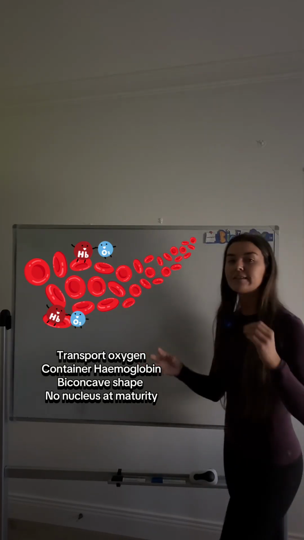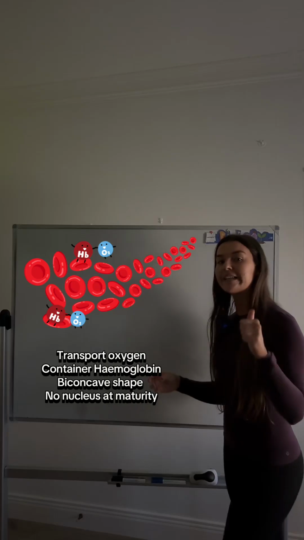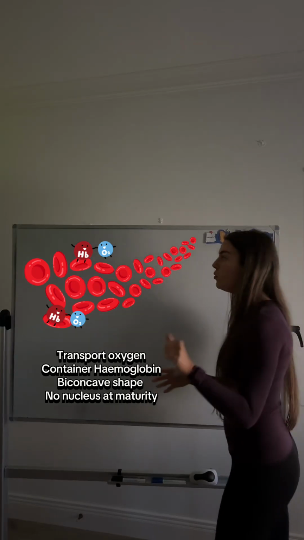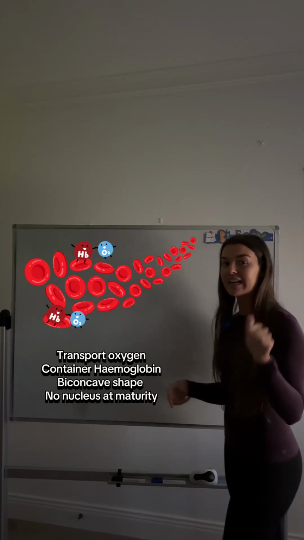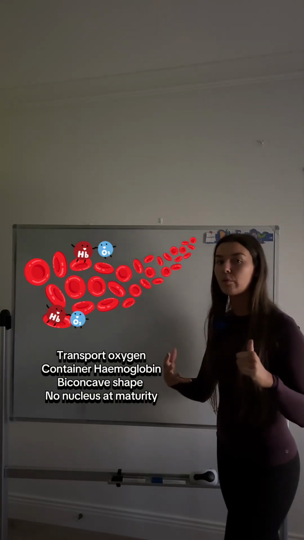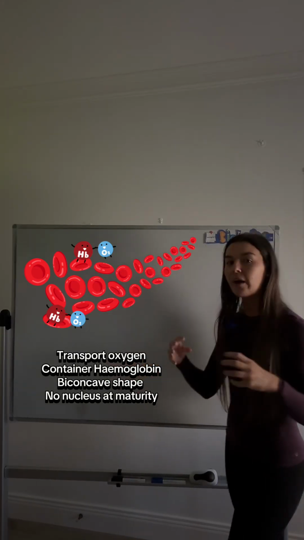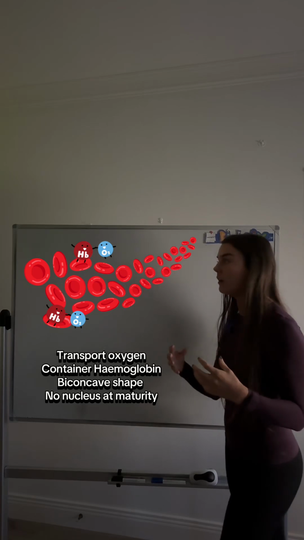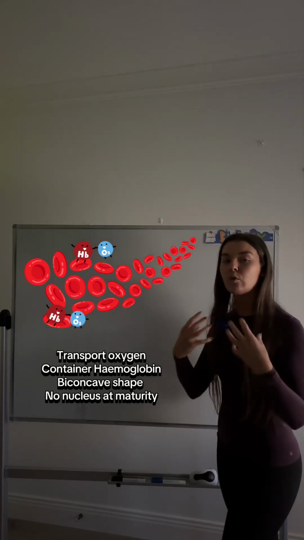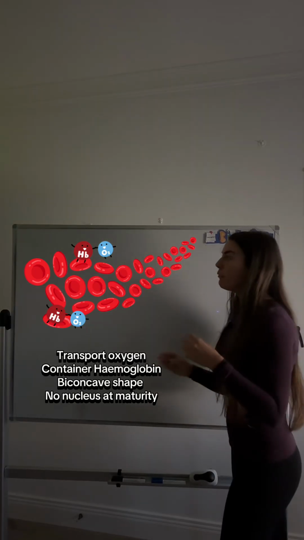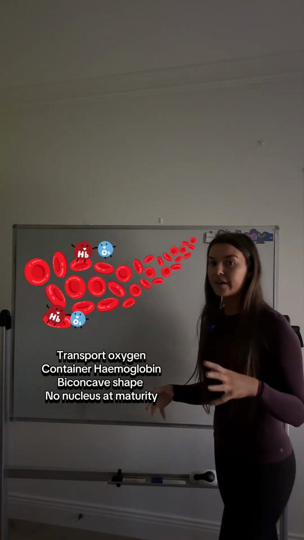Now, red blood cells are adapted. They have no nucleus at maturity. So they are the only cell in the human body at maturity that has no nucleus. And that's to make more room for more oxygen to bind onto the hemoglobin. And they also have a biconcave shape, like a biconcave disc. Again, allowing more surface area for hemoglobin. Now, red blood cells are half of our blood by volume.